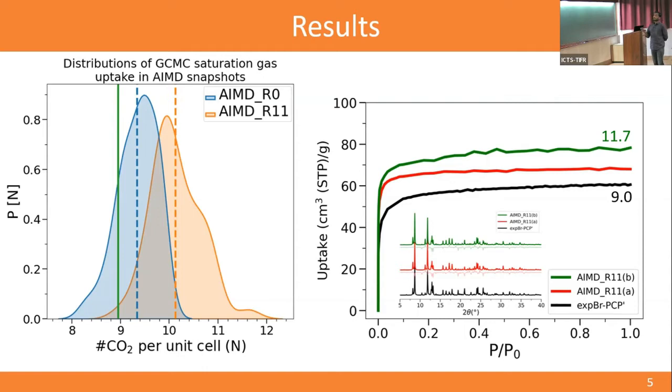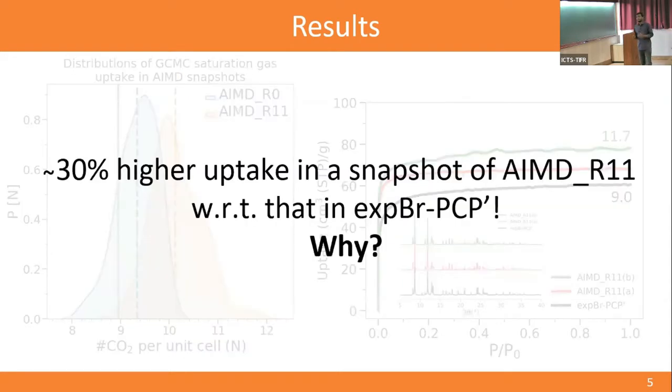carbon dioxide molecules per unit cell, while the experimentally reported crystal structure shows only an uptake of 9 carbon dioxides per unit cell as calculated by GCMC. So there is about a 30% increase in one of the snapshots of R11. So the question is why?